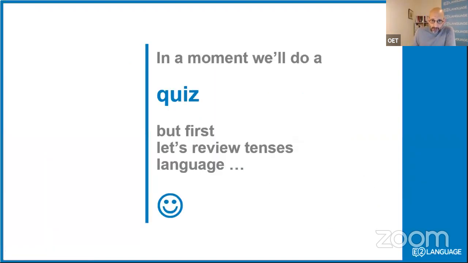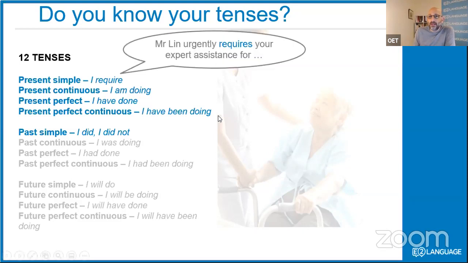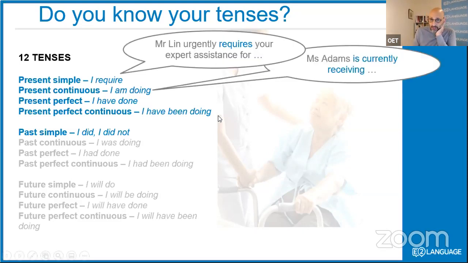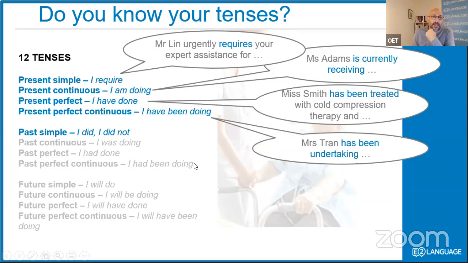Do a quiz in a moment, but let's review the verb tenses in English. There are 12 in English that we use, and we do use them all. From the blue ones at the top, though, are the ones that we use most commonly. So the present simple, for example, Mr. Lin urgently requires your expert assistance. The present continuous, Ms. Adams is currently receiving. The present perfect, Ms. Smith has been treated with cold compression therapy. Present perfect continuous, Mrs. Tran has been undertaking.